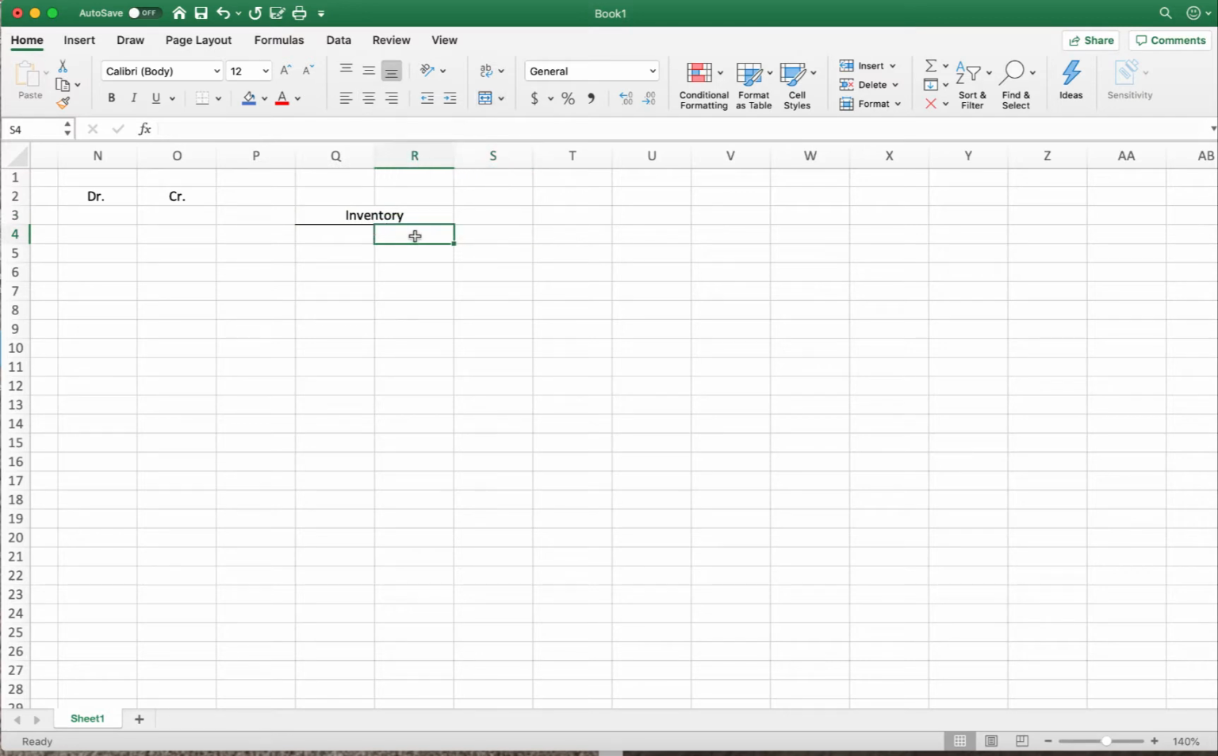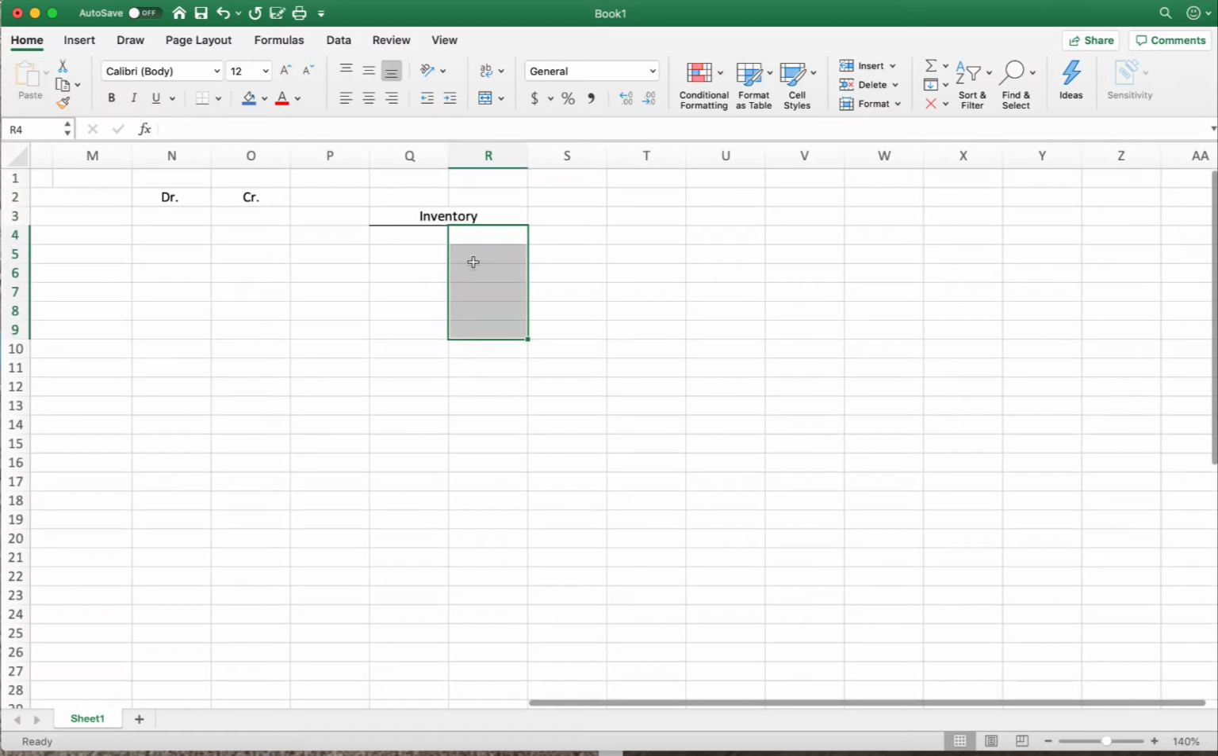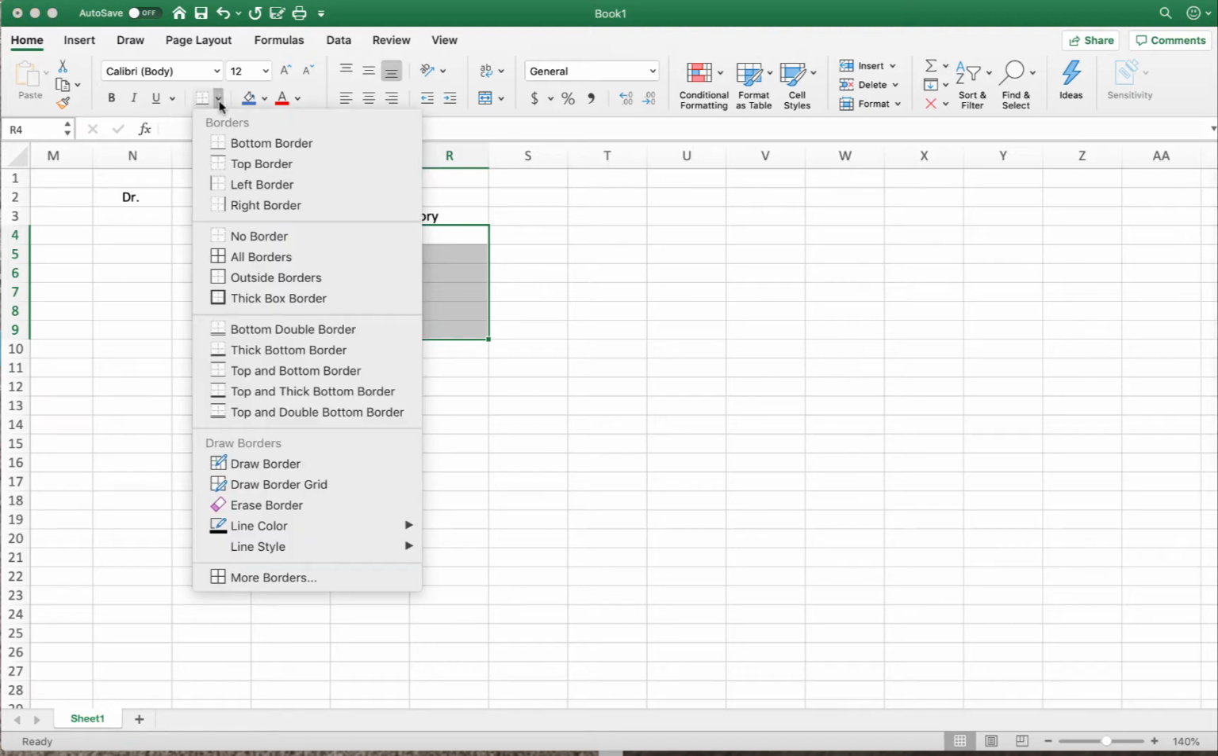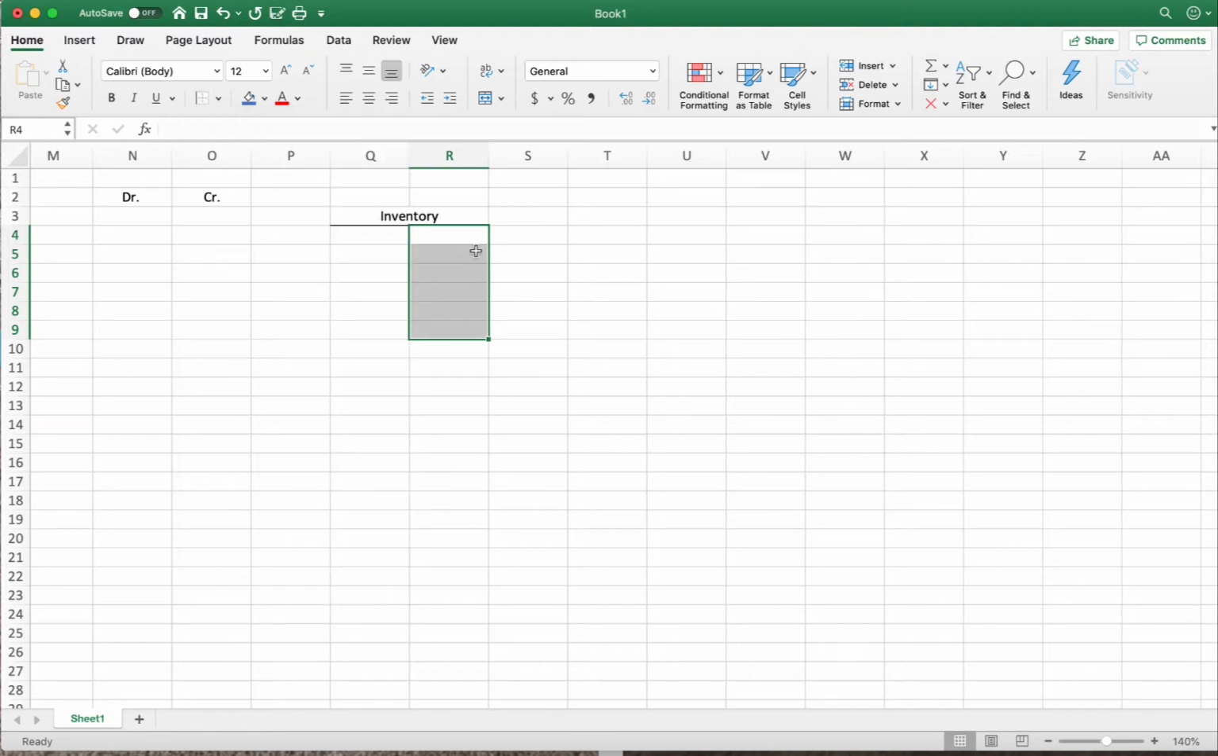I want to make sure that I have area for my debits and credits. I'm just going to arbitrarily pick a number of rows here. I'm going to put my left align border in. And again, how I did that was I came up here to my borders and I just clicked the chevron down, said, hey, give me left align. I now have a debit and credit column for the T account.